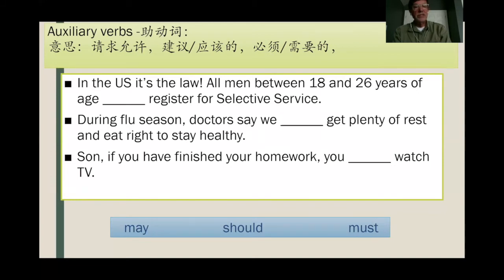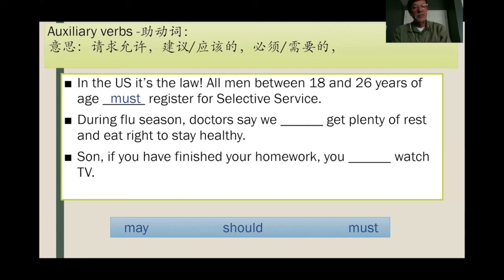In the US, it's the law, all men between 18 and 26 years of age blank register for selective service. Is it may? No. Is it should? No. It's a must. It's the law. May implies I might, should implies, maybe I should, but must register for selective service. There you go.